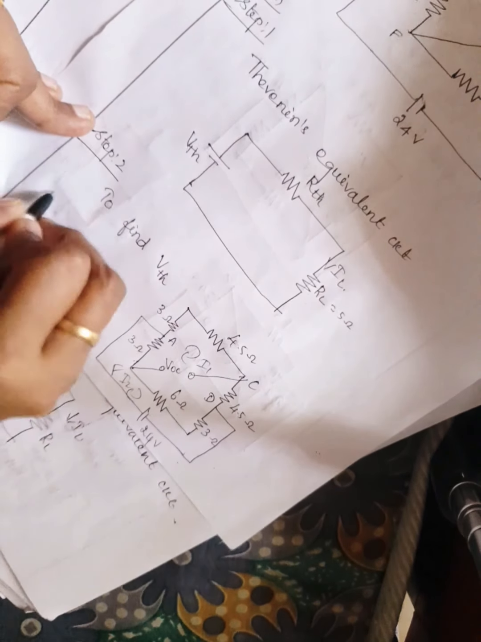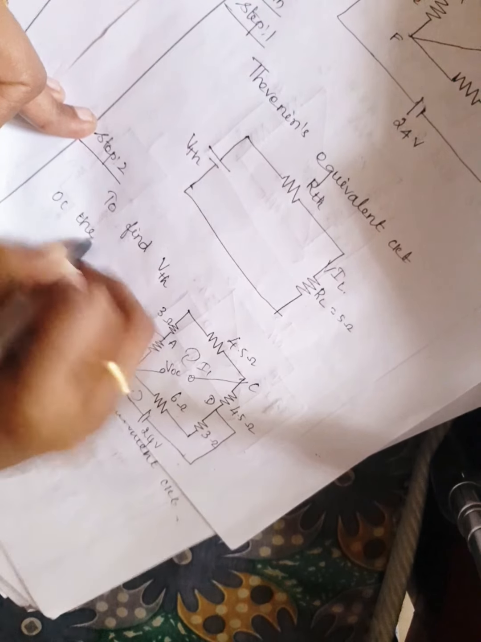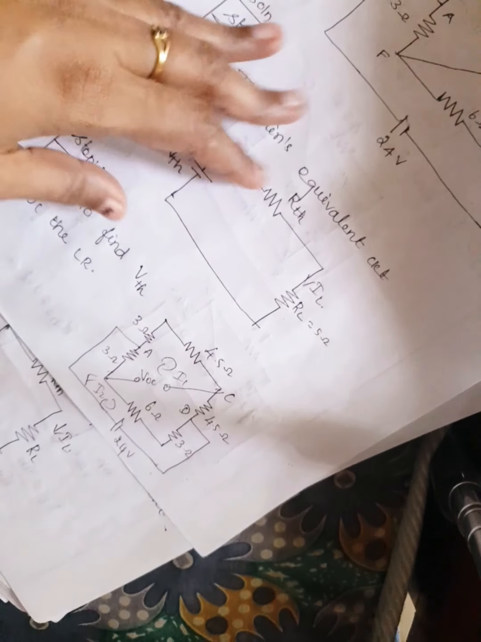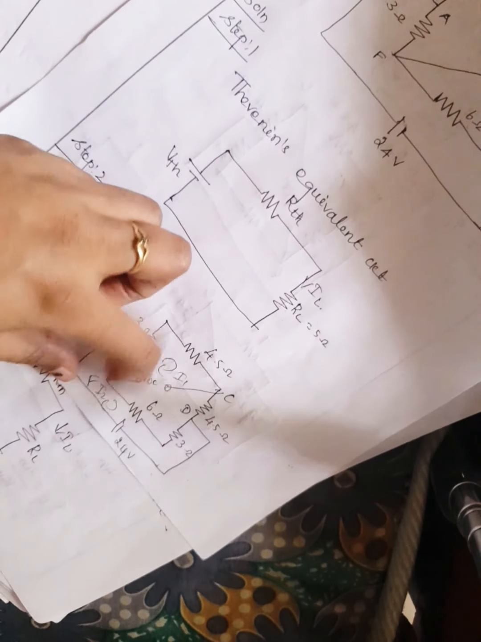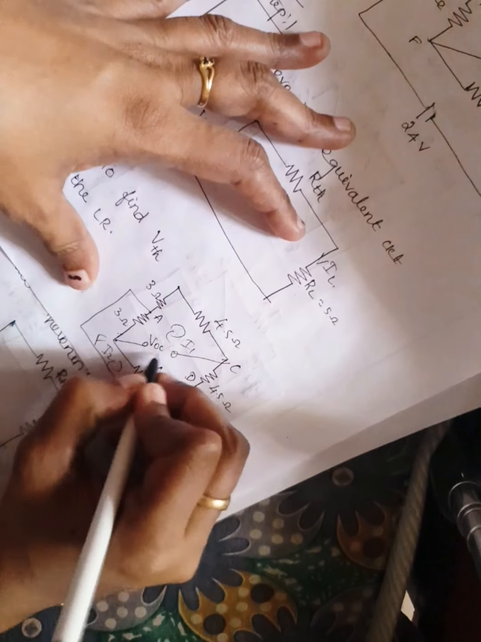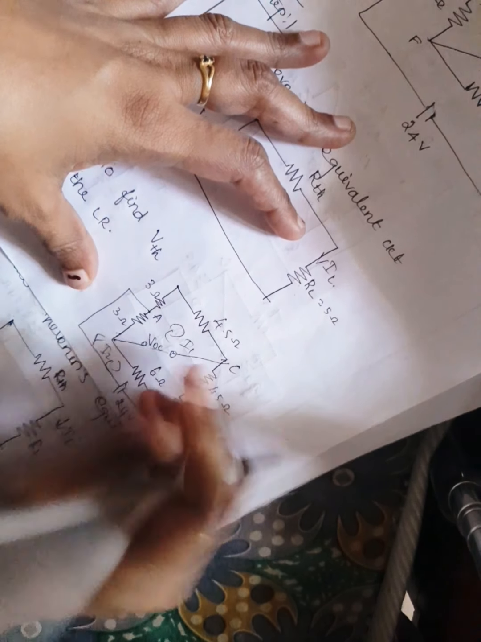So in order to find VThevenin, what is the step? You want to open circuit the load resistor. Okay, open circuit the load resistor. So if you open circuit this load resistor, what happens? So now it is one loop and it is another loop. Okay, so one loop, another loop. So now you want to find VThevenin at this point.